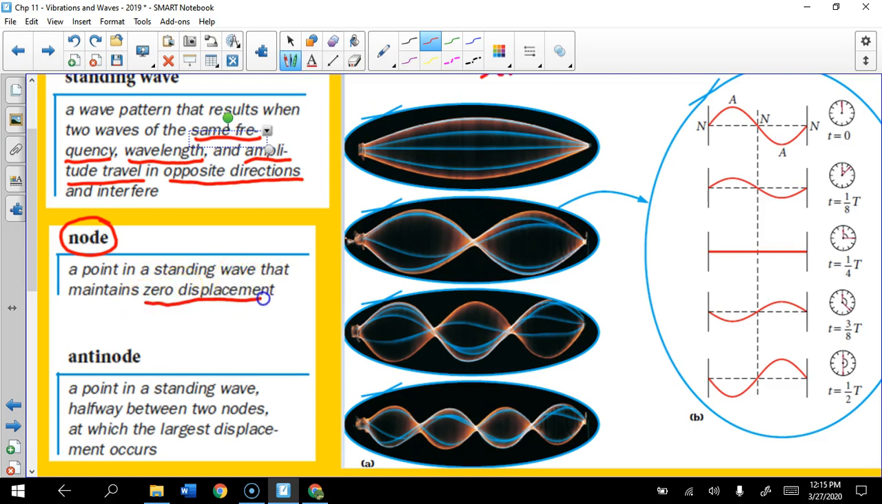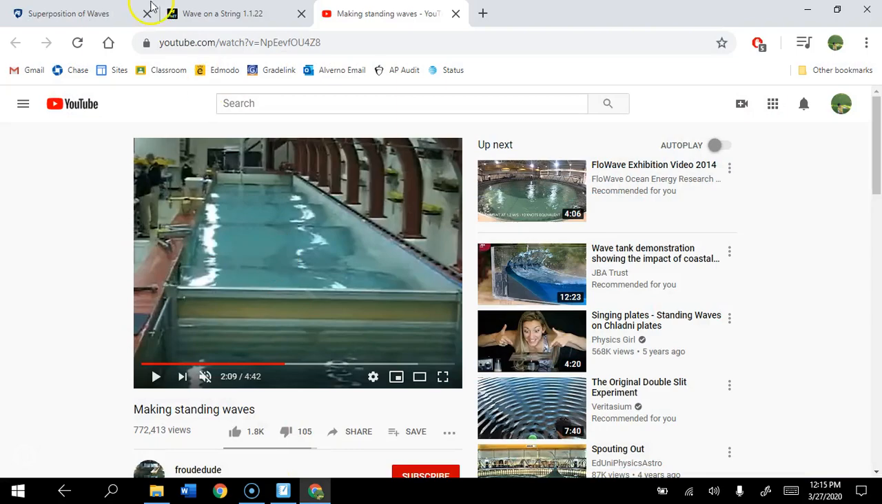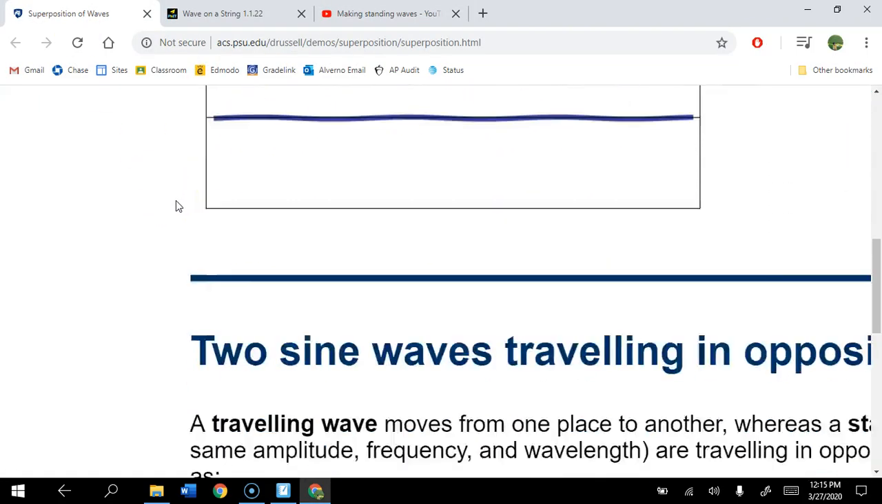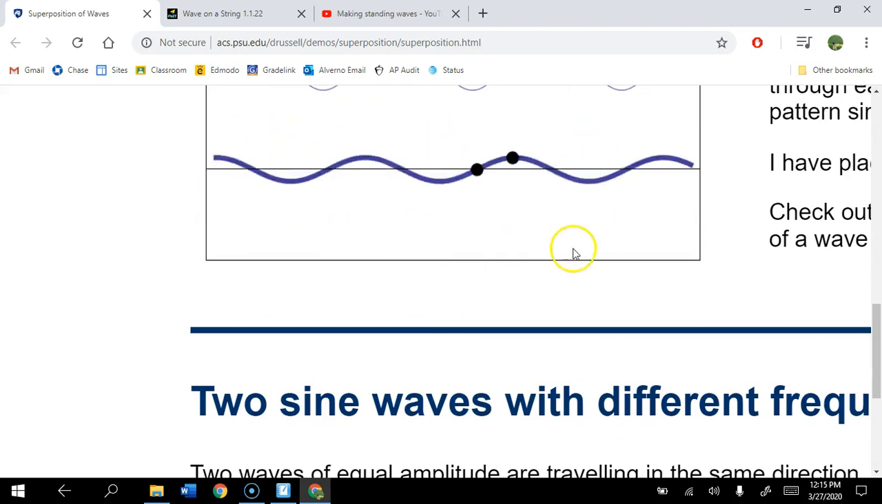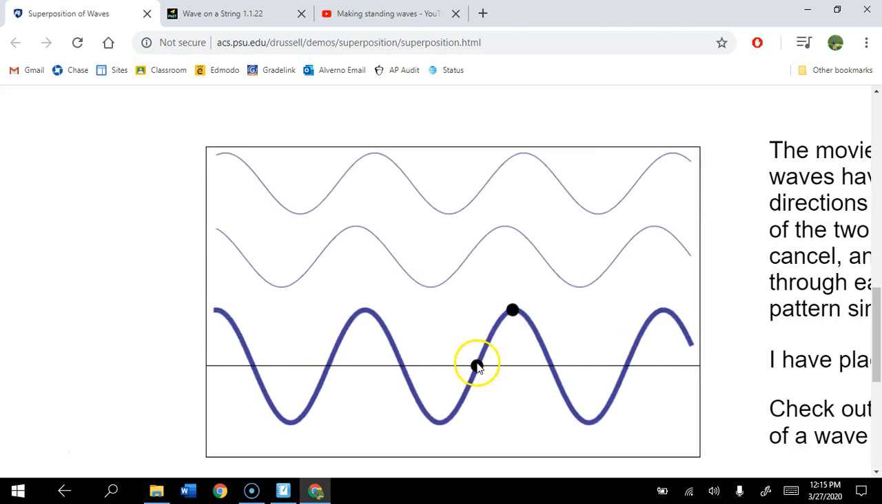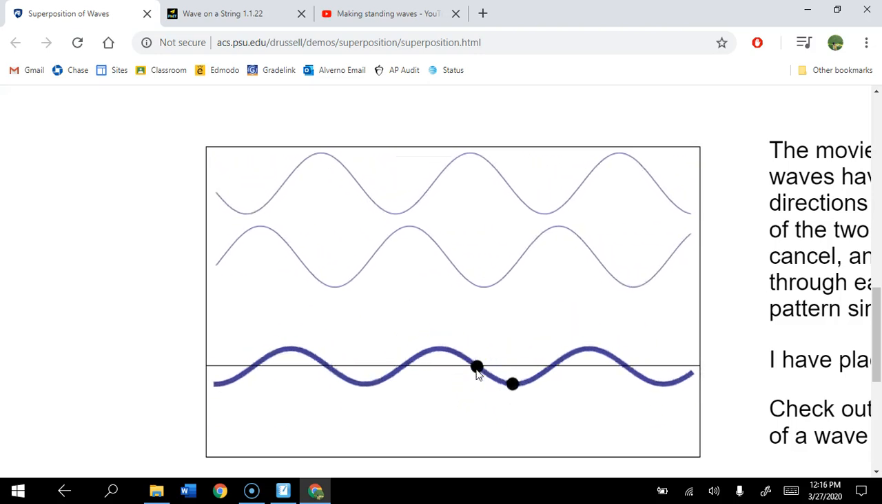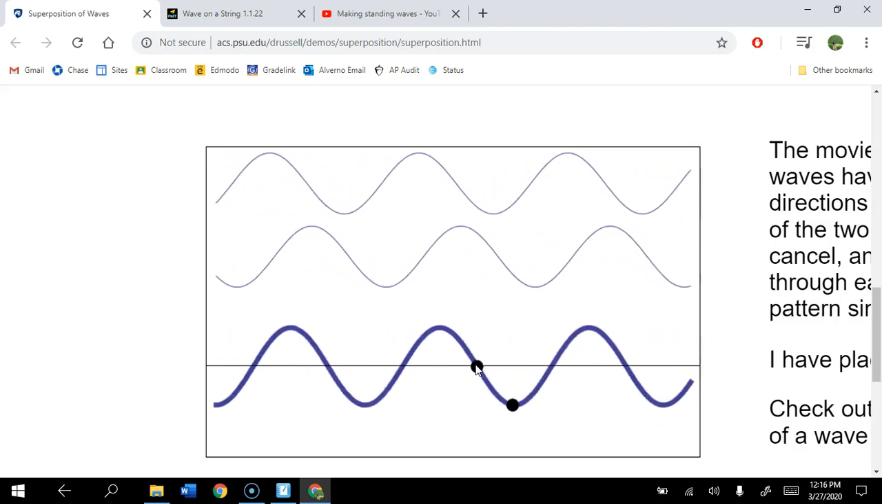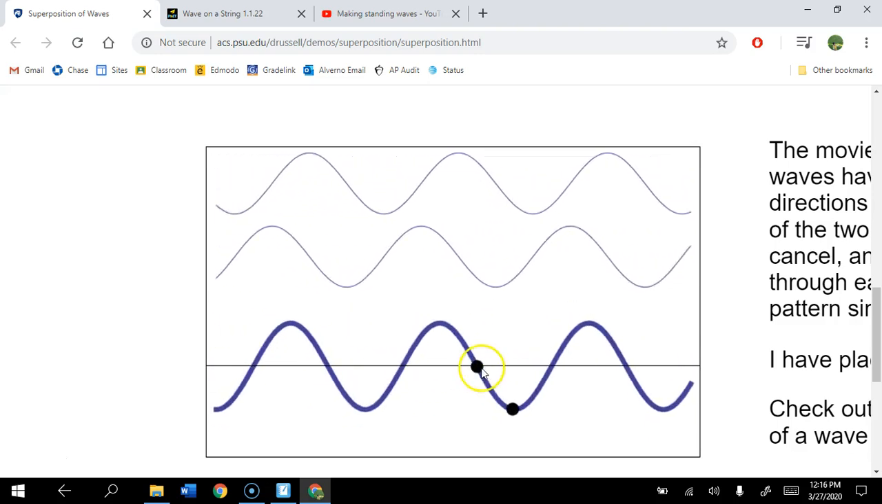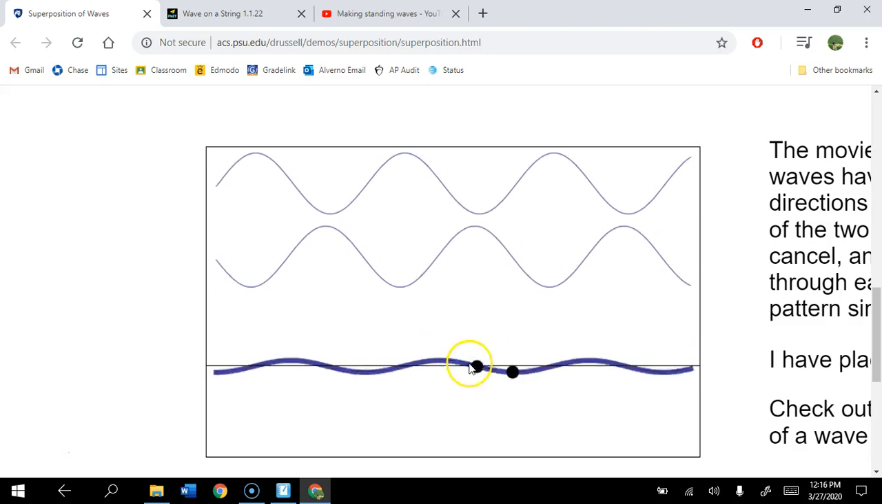So let's pause here. When did we last talk about zero displacement? Back in this diagram that I had earlier, we talked about when there's destructive interference. When there's destructive interference, notice how that point over there is always stuck at the same exact spot. So this makes this point a node. That right there is a node.